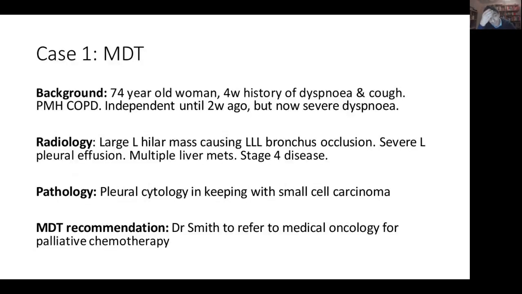So this woman, going back to the index case, this 74-year-old woman with a 4-week history of dyspnea and cough and a history of COPD. We know she was independent 2 weeks ago, but is now severely dyspneic and wheelchair-bound. The radiologist pipes up that she has a large left hilar mass causing obstruction of the left lower lobe bronchus. There is a large left-sided pleural effusion, multiple liver mets, and this is clearly stage 4 disease.